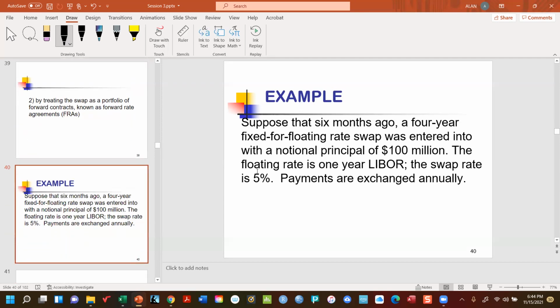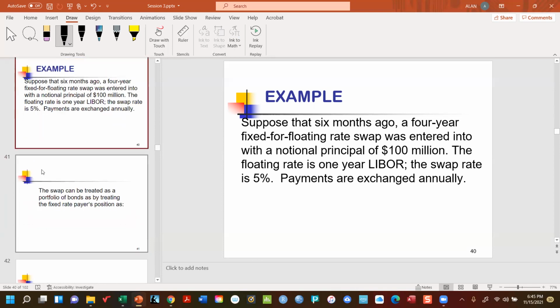Now, this is, by the way, where the Excel is going to come in. So let's say 6 months ago, a 4-year fixed for floating rate swap was entered into. The notional principal was 100 million. The floating rate is 1-year LIBOR, and the swap or fixed rate is 5%. The payments are exchanged annually. Now, by the way, the reason why we have to do it this way is because if we started today, the price of the swap would just be zero. Okay, this way, we know that it's not necessarily zero. All right, so how would this thing be priced?